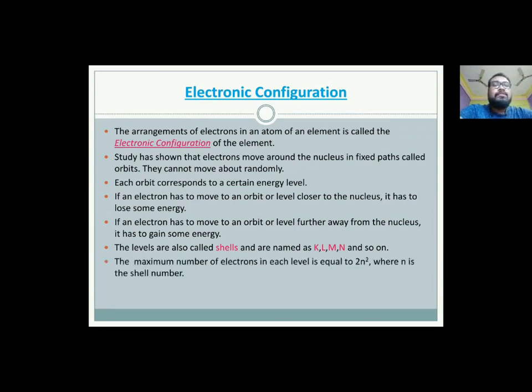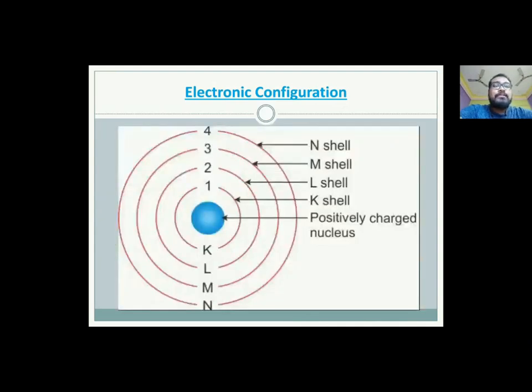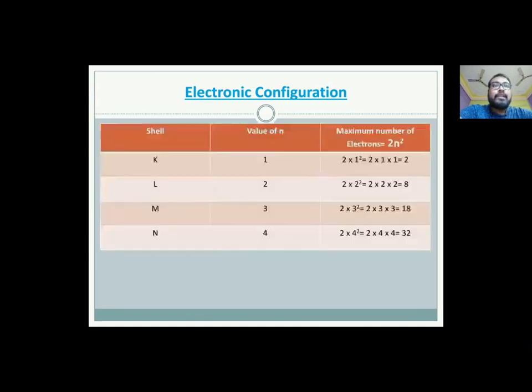Okay, the maximum number of electrons in each level is equal to 2n squared, where n is the shell number. See this figure. So we have four shells, namely K, L, M, and N. These are also known by 1, 2, 3, 4, and so on. Draw this figure in your copies, okay? Next, we have the maximum number of electrons in each orbit. So here we will find the maximum number of electrons in the first four orbits. So for the K shell, the value of n is 1, that is n is equal to 1.